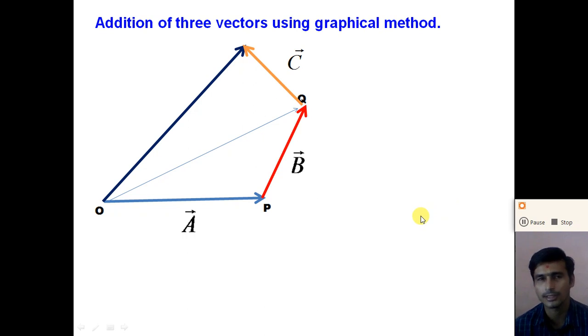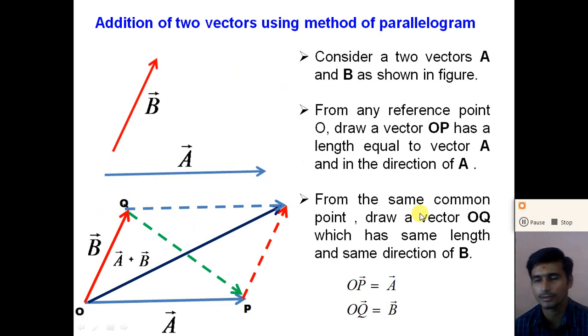Now we will see another method for the addition of the two vectors. The addition of the two vectors using the method of parallelogram. So the same two vectors which we took up previously, vector A and vector B. So consider the two vectors, vector A and vector B, as shown in the figure. Now we want to add these two vectors with the help of the method of parallelogram.